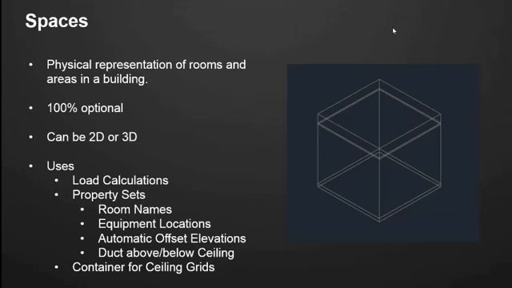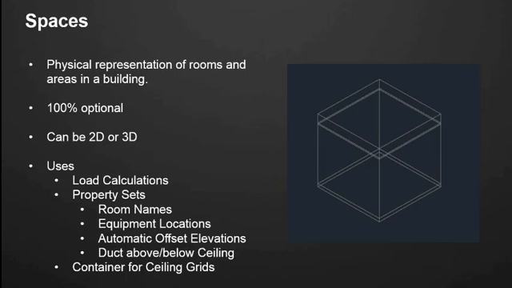So, spaces in AutoCAD MEP. What are spaces? Spaces are a physical representation of rooms and areas in a building. They are 100% optional. If you don't want to do spaces in your fabrication drawings, you don't need to. It's not going to hurt anything at all. They can be either 2D or 3D. It's your choice. They hold the same information, but it's just what you'll see on the screen.